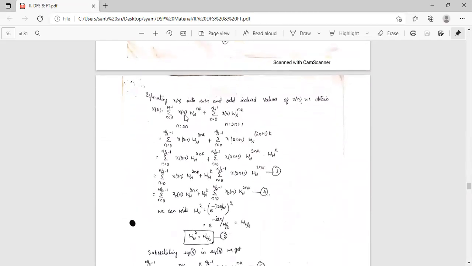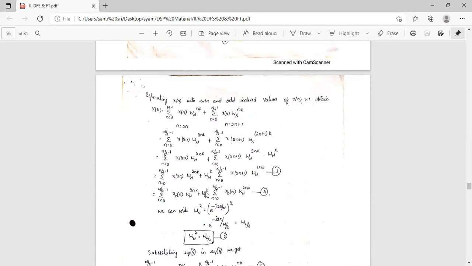Replace n by 2n here, so that it will become sigma n equal to 0 to N by 2 minus 1 x of 2n into W_N power 2nk plus sigma n equal to 0 to N by 2 minus 1 x of 2n plus 1 into W_N power (2n plus 1) into k, right? So it is equal to sigma n equal to 0 to N by 2 minus 1 x of 2n into W_N power 2nk plus sigma n equal to 0 to N by 2 minus 1 x of 2n plus 1 into W_N power 2nk into W_N power k. Extract this to the outside, so it will become W_N power k into sigma n equal to 0 to N by 2 minus 1 x of 2n plus 1 into W_N power 2nk. That is equation number 3.